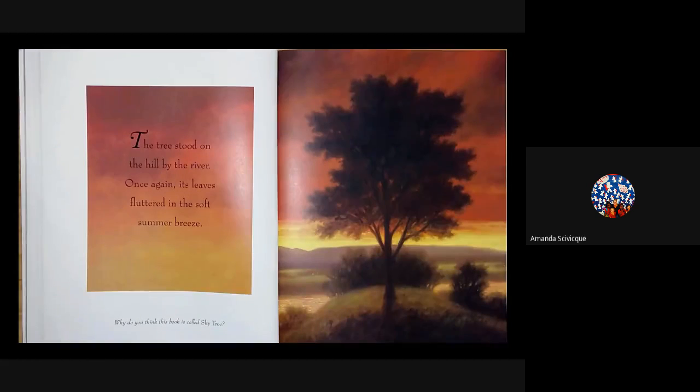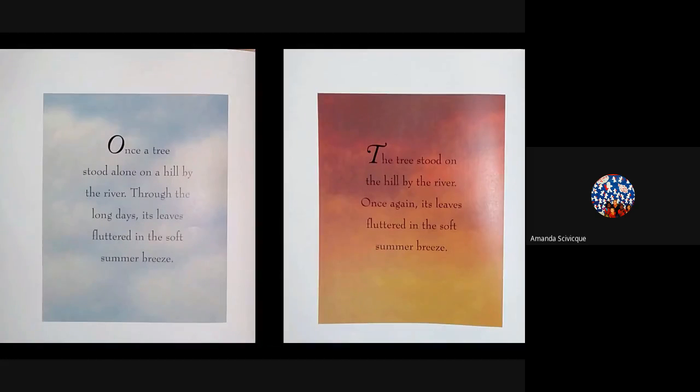The tree stood on the hill by the river. Once again, its leaves fluttered in the soft summer breeze. How are these words similar to the beginning of the story? What are you hearing that's the same? I'm going to put both pages side by side. Pause to help you think about this question. How is the beginning of the book similar to the end of the book? Just hit play when you're ready to continue.